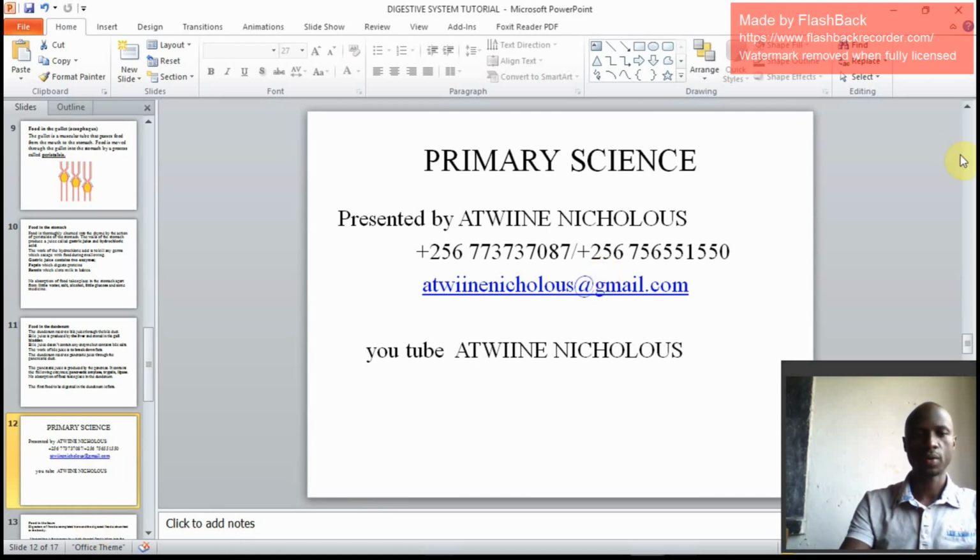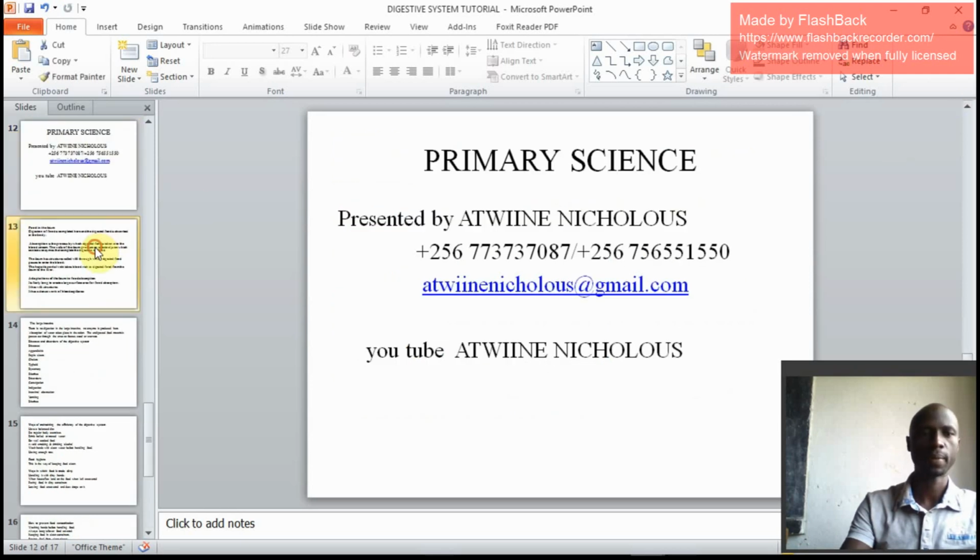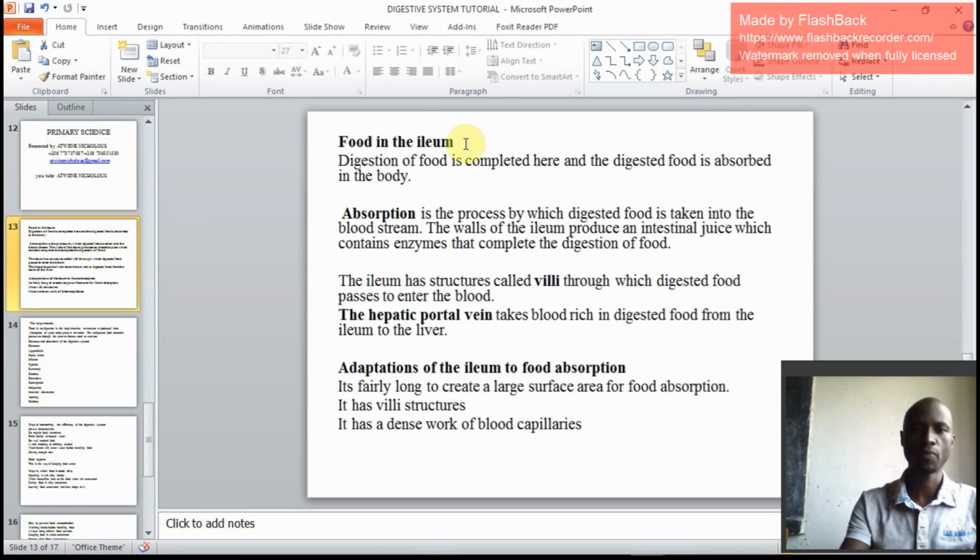And we are continuing with the digestion, and we are going to digestion in the ileum. Let's see what occurs in the ileum. Digestion of food is completed in the ileum, and the digested food is absorbed in the ileum.